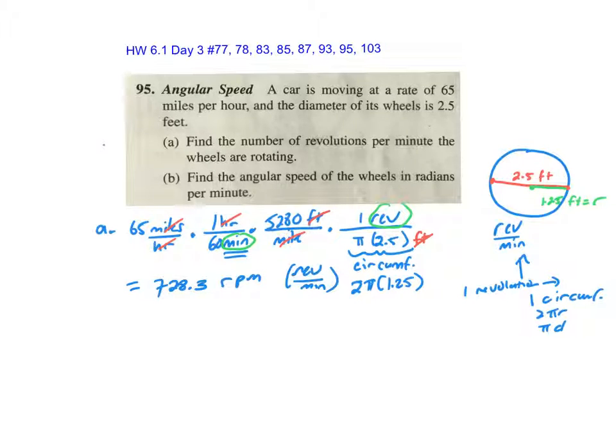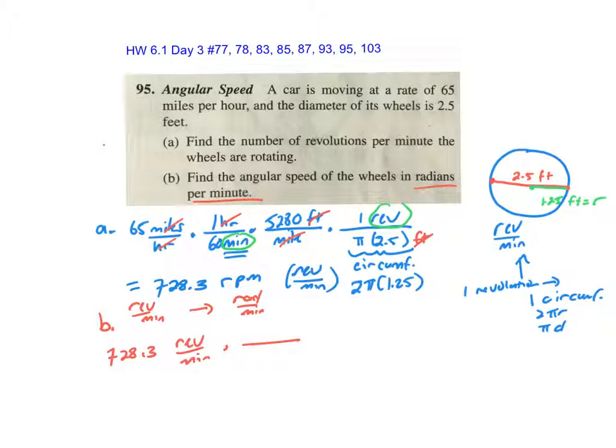In part B, we're asked to find the angular speed of the wheels in radians per minute. So we're converting from one unit of angular speed. So we're going from revolutions per minute to radians per minute. So it's one unit of angular speed to another, that conversion. So I'm going to begin with my answer from part A. So this wheel is traveling 728.3 revolutions per minute.